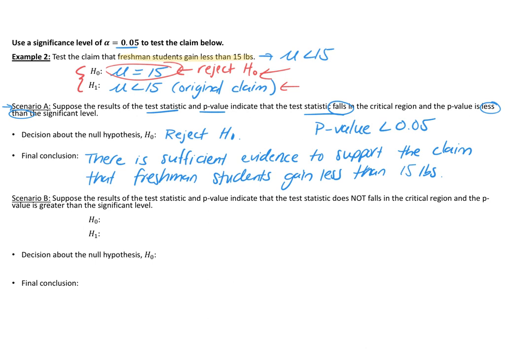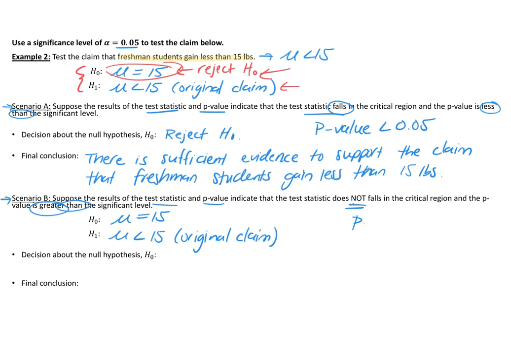All right, let's take a look at the same claim. But this time, let's suppose that in scenario B, we get the test statistic and the p-value, but this time the test statistic does not fall in the critical region and the p-value is greater than the significance level. So first of all, let's go ahead and write our null and alternative hypothesis. So the null hypothesis is still the same, mu equals 15 pounds. The alternative hypothesis is also the same, mu less than 15 pounds. Again, keep track that this is the original claim.